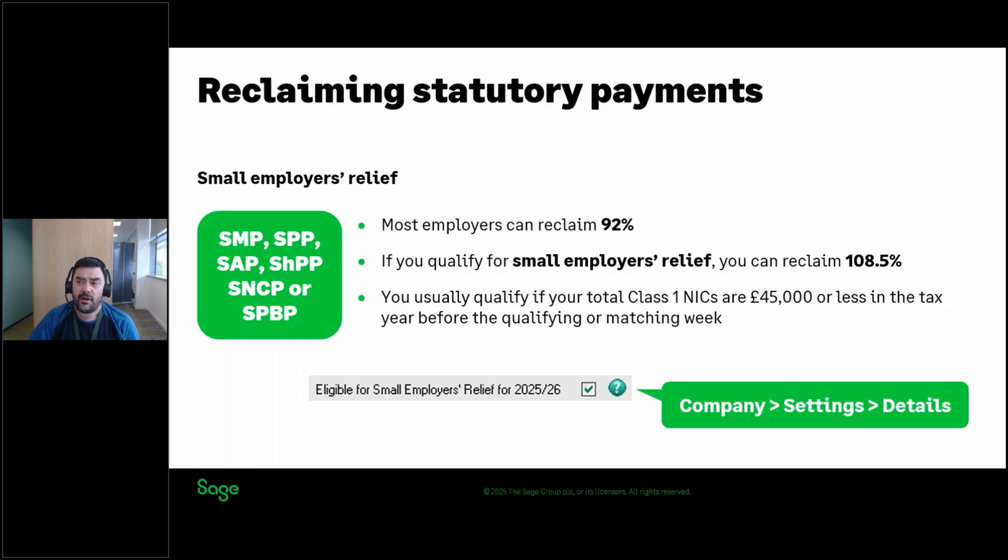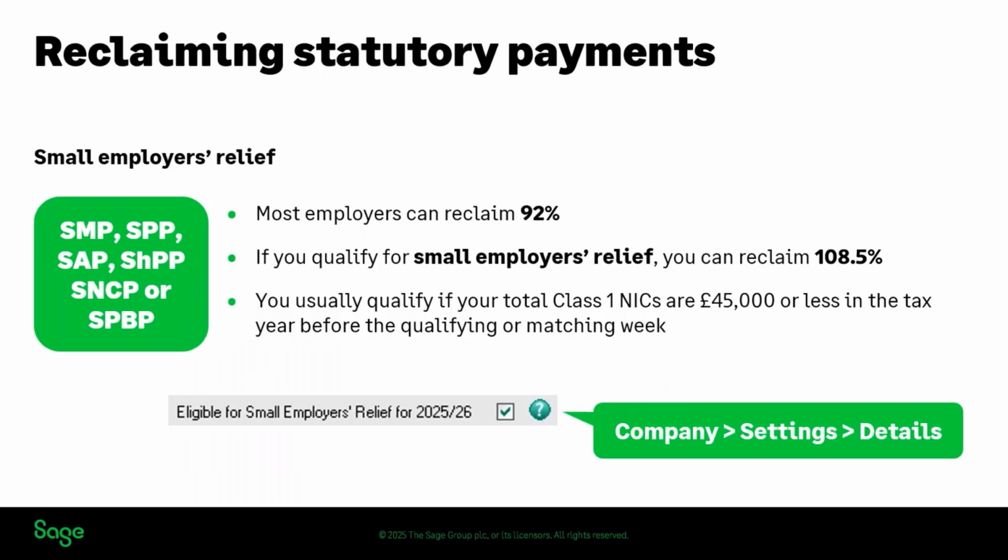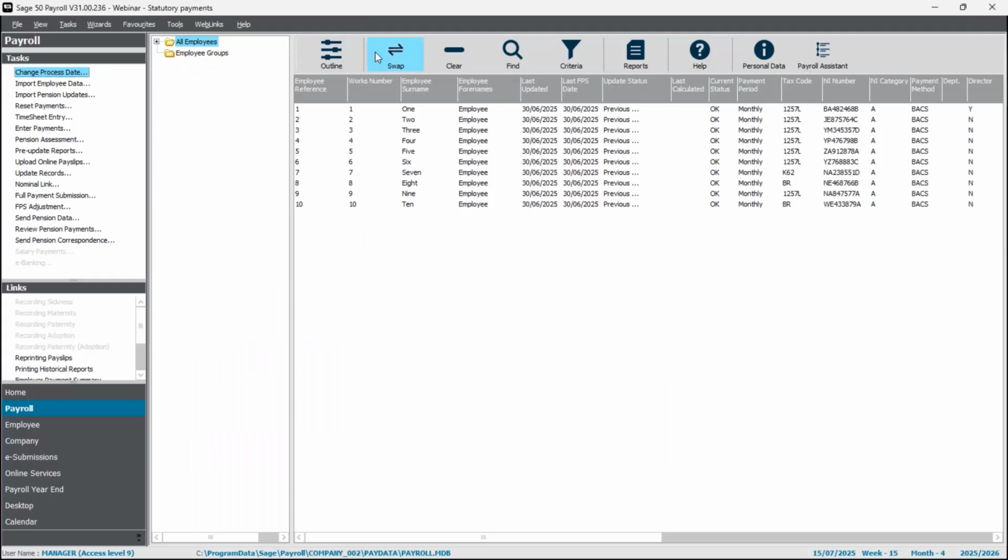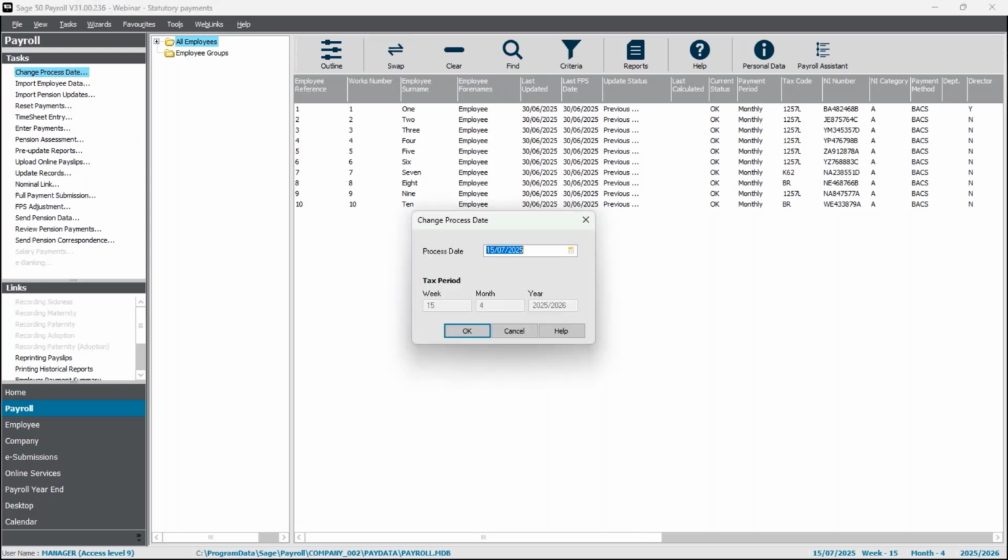So let's have a quick look now at how you can check if you're eligible for small employers relief and where to set that up. So I'm just going to bring the slides down. We're just going to jump into Sage Payroll. So first of all, I'm going to show you an easy way to check your total Class 1 national insurance contributions in a previous tax year. So the easiest way to do this is to first change your process date to the last day of the tax year that you want to check. So I'm going to change mine to the 5th of April 2025. So that's the last day of the 24 to 25 tax year.